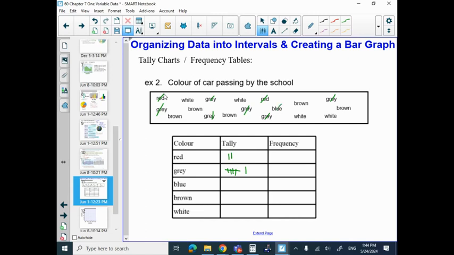Blue. 1 blue. Any other blues in there? Brown. Any brown cars on the road? We got 2, 3, 4, right? Another one, 5. Just basically as you go, putting tick marks to keep track. There's 5 of those. And then white. 1, 2, 3, 4, and so on. Go. So yeah, I think that's it.